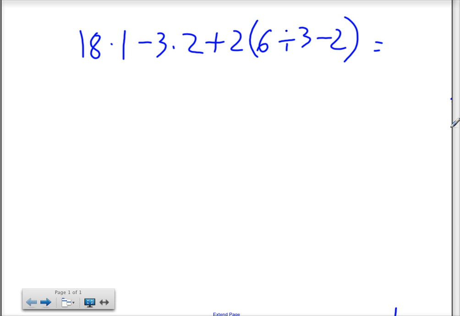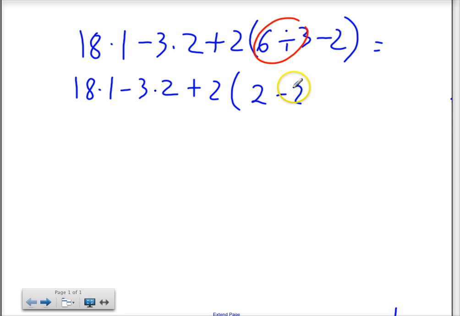I'm sorry, division and subtraction. Which one should I do first? Division. So I'm going to circle that one right there and say I'm going to do that one first. So I end up with 18 times 1 minus 3 times 2 plus 2 times 6 divided by 3, which is 2, minus 2. Well, I'm not done yet. Notice I'm very tempted to get this done. However, for the purpose of showing step by step, please do it one operation at a time. So notice I get from 6 divided by 3 to 2.